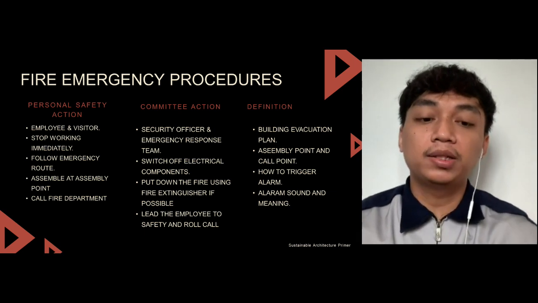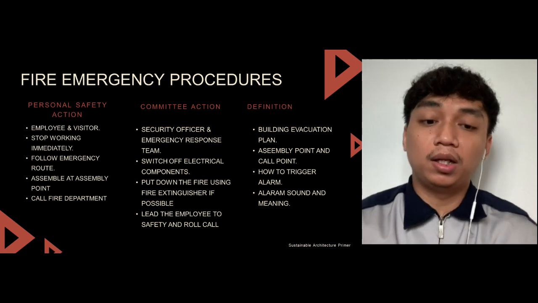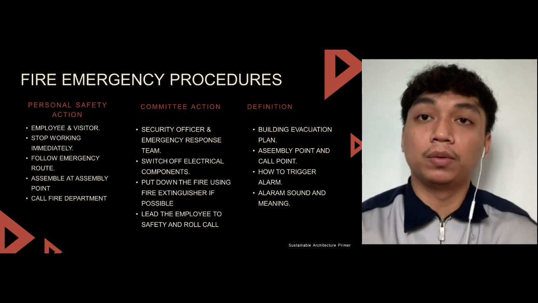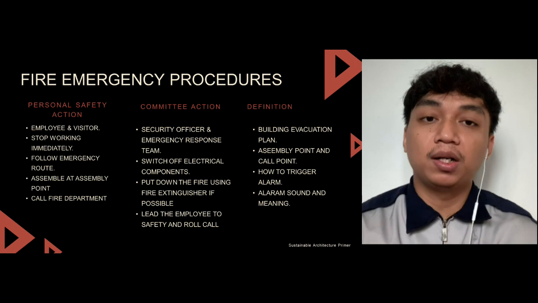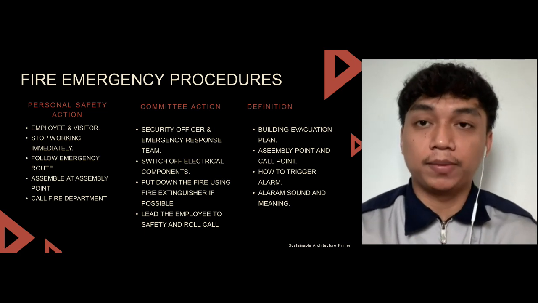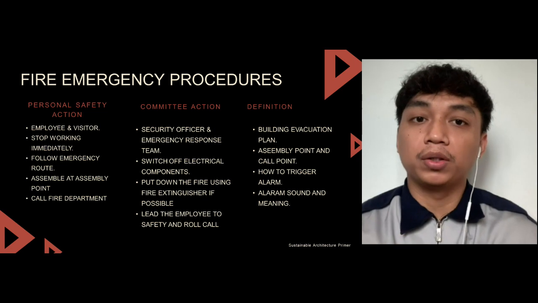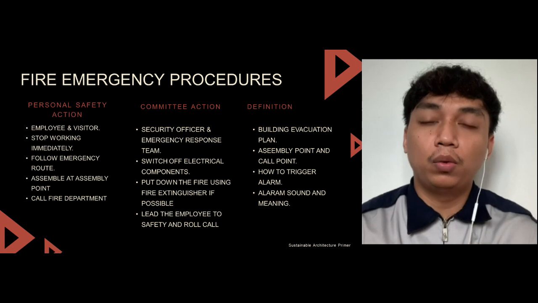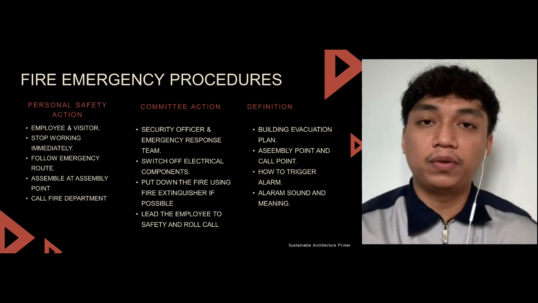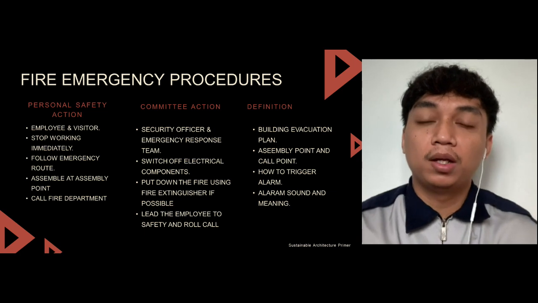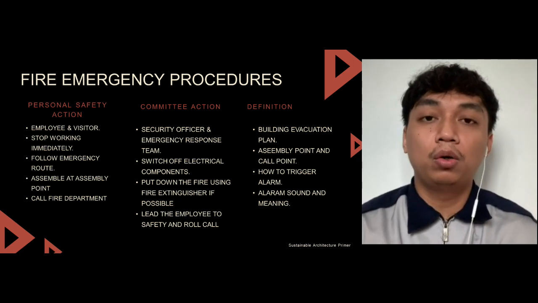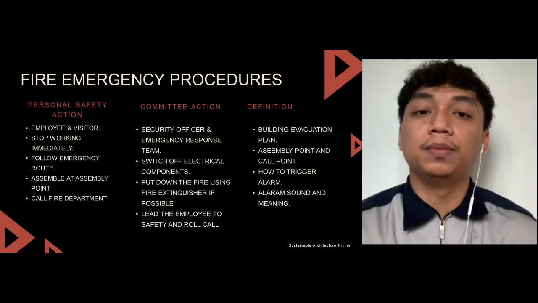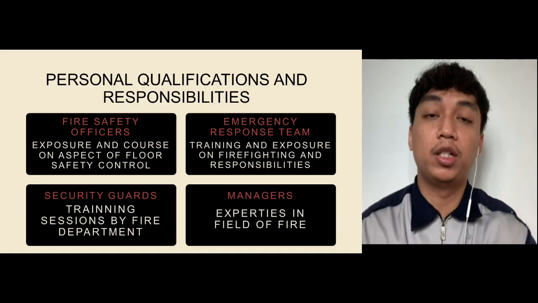And next is the definition. The definition explains some important things that need to be remembered and understood by all staff members. The definitions are the building evacuation plan, the assembly point and the call point. Employees also need to understand how to trigger an alarm, and that different alarms have different sounds and timing. All staff members need to understand and know which is the major emergency and which is the small emergency.